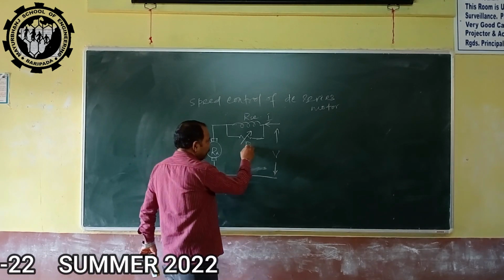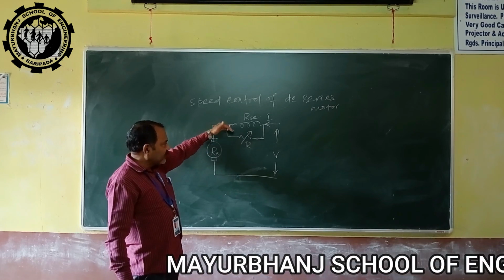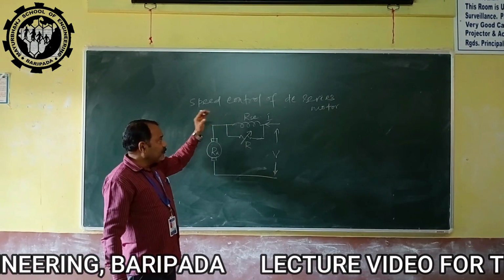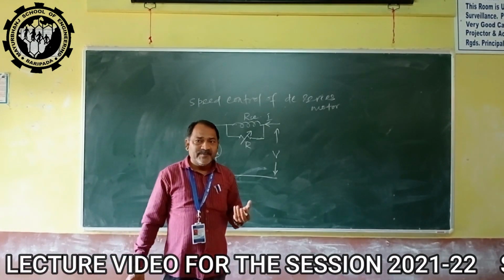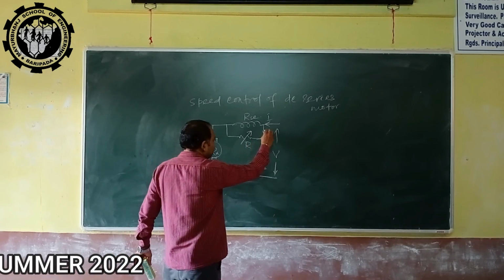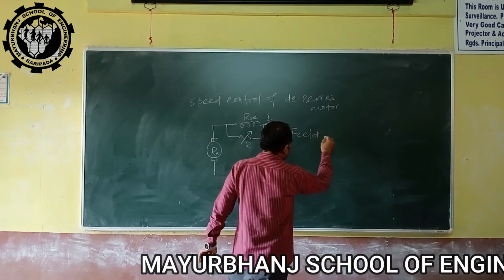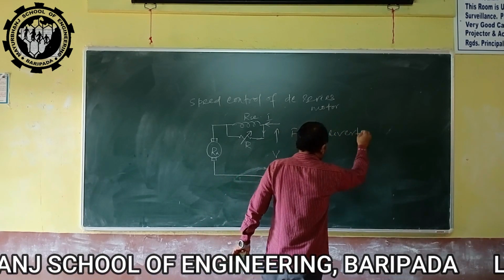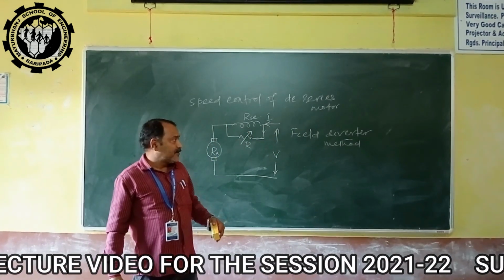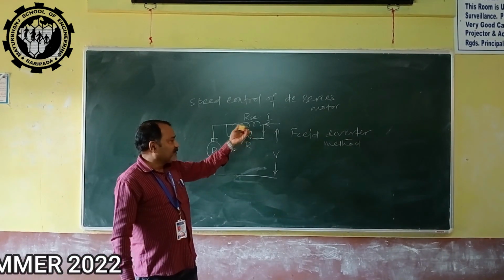So here it is the field diverter. Field diverter means it will divert a certain current through this external resistance so that the current through the field winding will get reduced. And that can be set according to what magnitude of speed is desired. If we want to change the speed to a certain value, then we can bypass a certain current here. This is known as the field diverter method. That means we are diverting the field current through an external resistance to reduce the current through the field circuit.